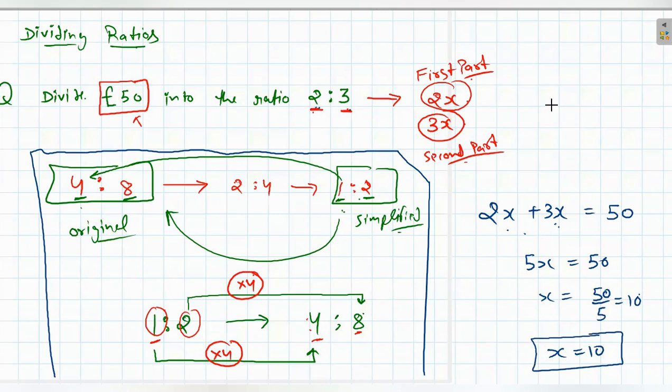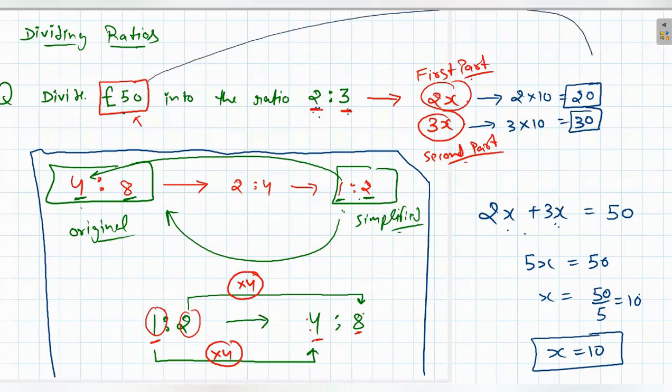x is now equal to 10. So 2 times x, and 3 times 10. Perfect. So 2 times 10 is 20, and 3 times x is 3 times 10, that is 30. Got it or not? So it means 50, if you want to divide it into a 2:3 ratio, the numbers that you will get will be 20 and 30. Is it clear?